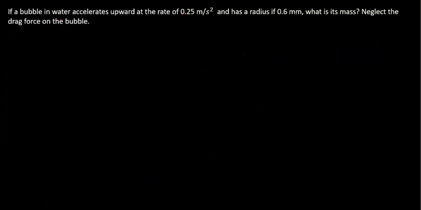Problem 4. If a bubble in water accelerates upward at a rate of 0.25 meter per second squared, and the radius of the bubble at that time is 0.6 millimeter, what is its mass? Neglect the drag force on the bubble. This problem can be solved using Archimedes' principle. Now let's look at the free body diagram.